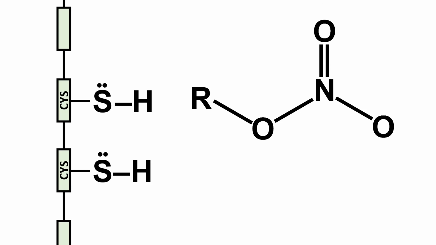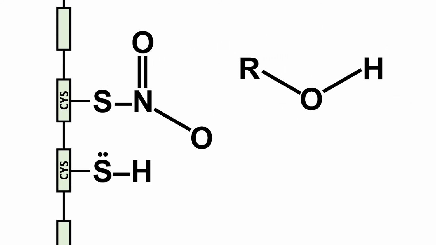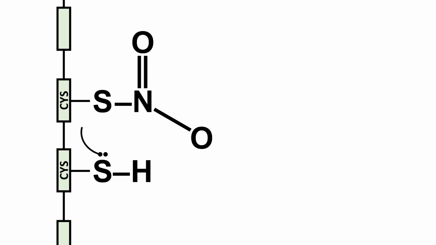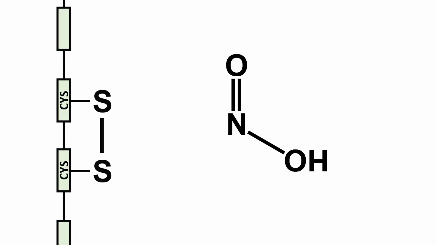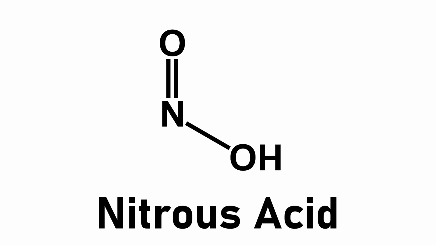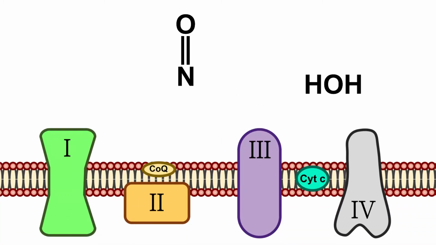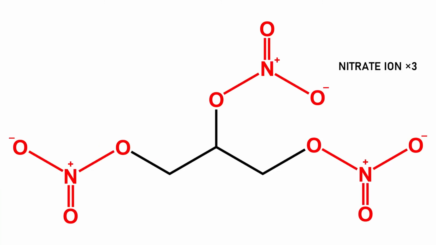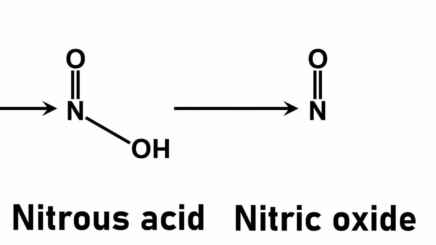The sulfhydryl group of the cysteine performs a nucleophilic substitution on one of the nitrate groups, detaching it from the glycerol. A neighbouring cysteine residue performs another nucleophilic attack, but this time on the first sulfhydryl group, therefore forming a disulfide bridge. This releases the nitrite ion as nitrous acid. Nitrous acid is then reduced to nitric oxide by the mitochondrial electron transport chain. Each nitrate ion is liberated one by one, becoming nitrite, nitrous acid, and eventually nitric oxide.